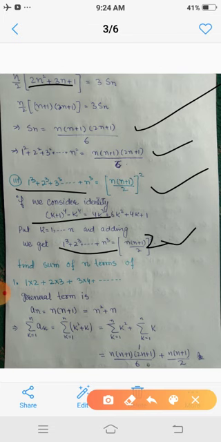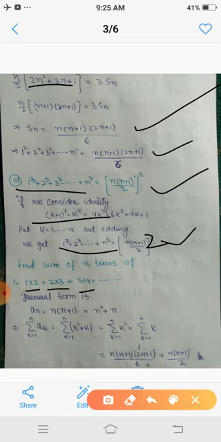Now we will consider this exercise to find the sum of the n terms. Now if we have the series 1 into 2 plus 2 into 3 plus 3 into 4 plus so on, this means that the first term a1 is 1 into 2, a2 is 2 into 3, a3 is 3 into 4. So we will find its general, or we will consider its nth term. Now here the first factor of the first term is 1, first factor of the second term is 2, of the third term is 3.